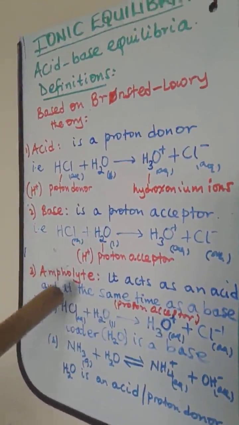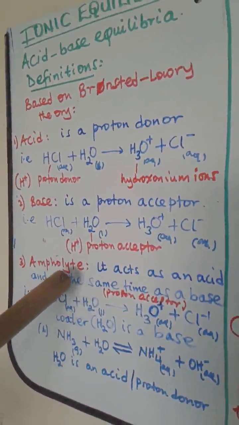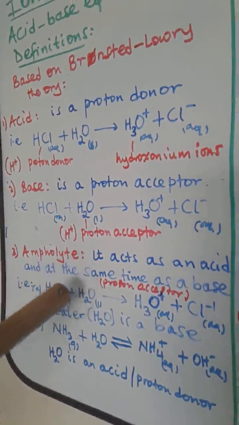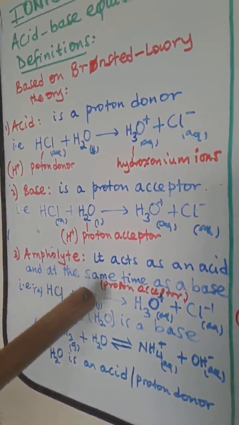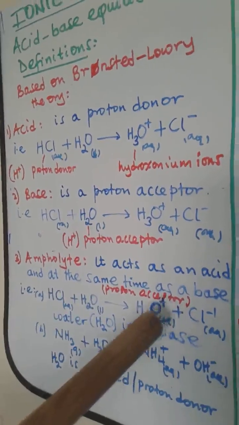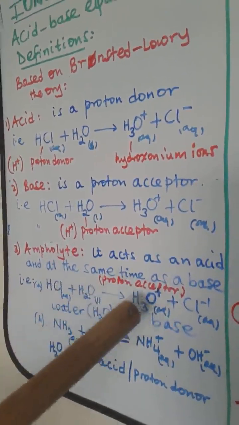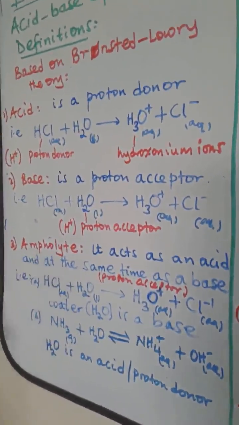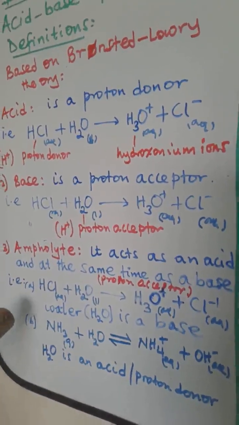Now, number 3, we have an amphollyte. You must have gone through this, maybe in your lower grades, whereby you discussed water as something that can act as an acid, and at the same time it can act as a base. So a substance that can act in that form is what we call an amphollyte. So an example is this one.